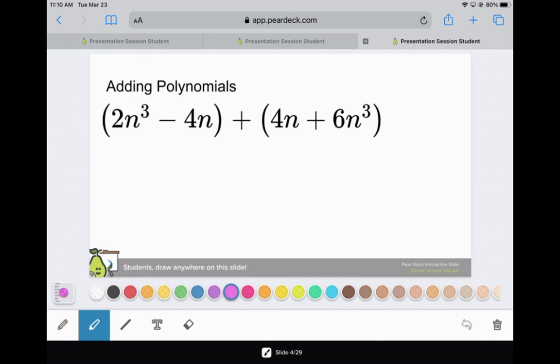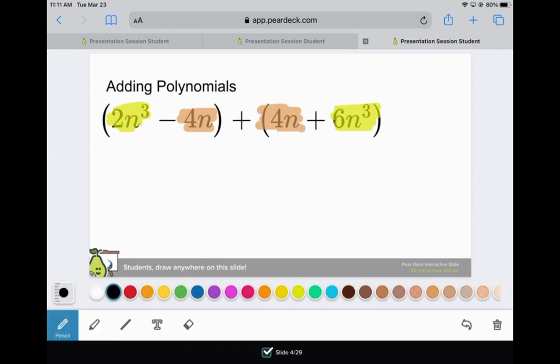Here, I'm going to use my highlighter to highlight the like terms. We just talk about it. So the terms that are the same is this one and this one. So I'm going to highlight the like term with the same color. And then I'm looking at this and this, our like terms.